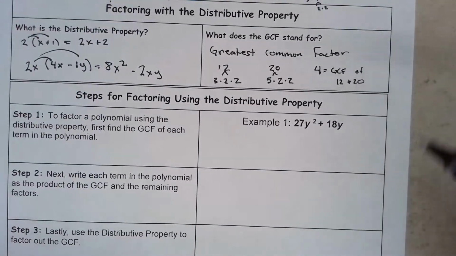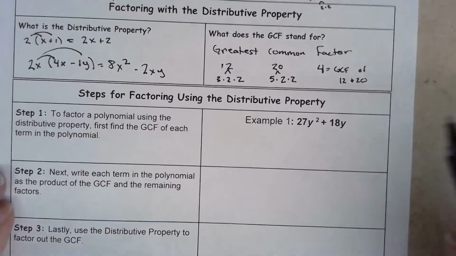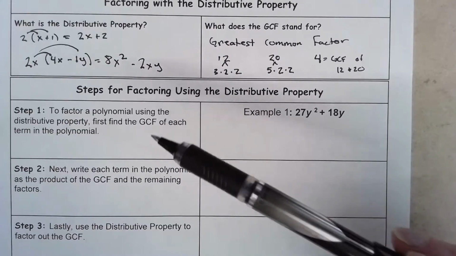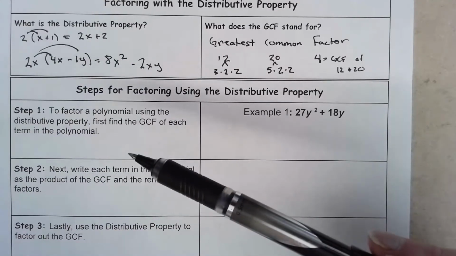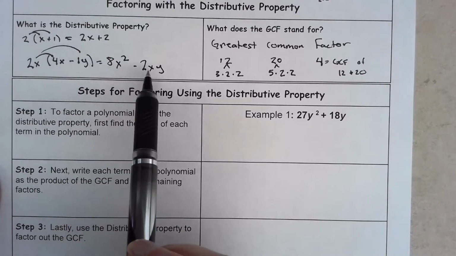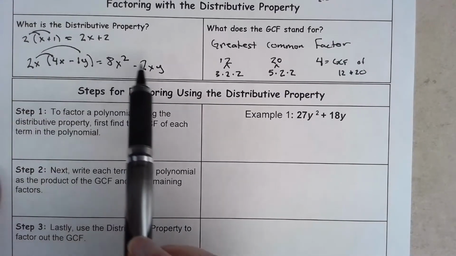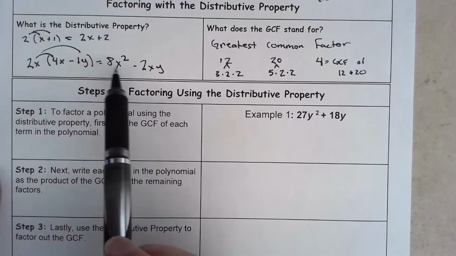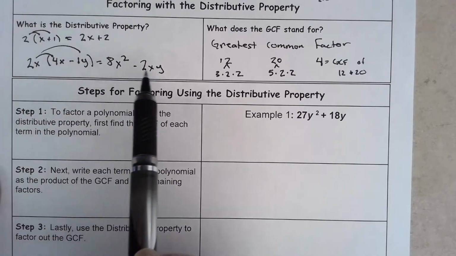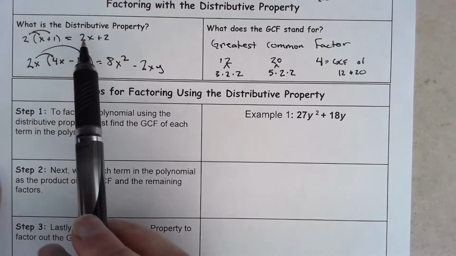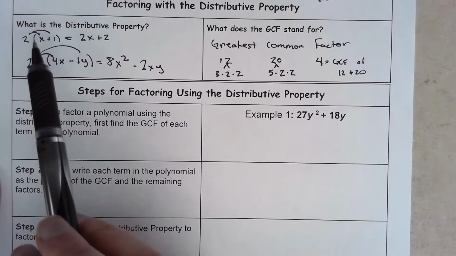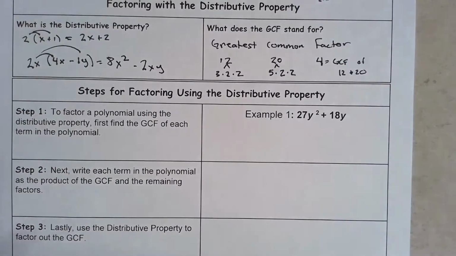So let's look at how to factor. To factor a polynomial using distributive property, first find the greatest common factor of each term in the polynomial. If you noticed in here, 8 and 2 was the biggest, and they both had an x. So technically, if we were to factor this, we would take out a 2x. 2x is something that divides both of those evenly. Here, we had 2x plus 2. Well, 2 is in both of them. So if you notice, that's on the outside. So we're going to do something very similar.